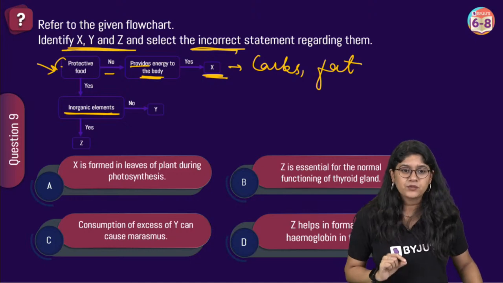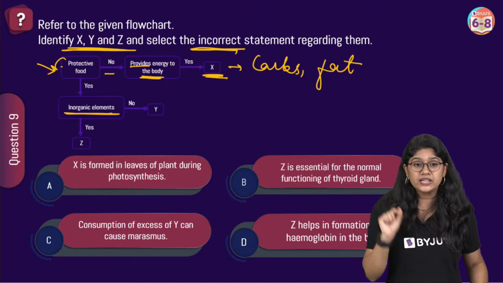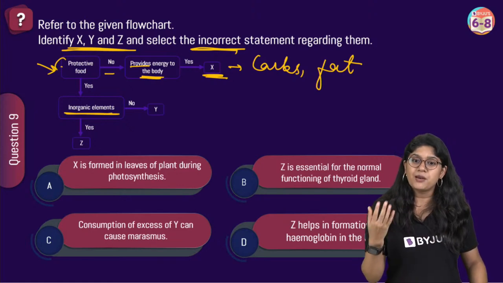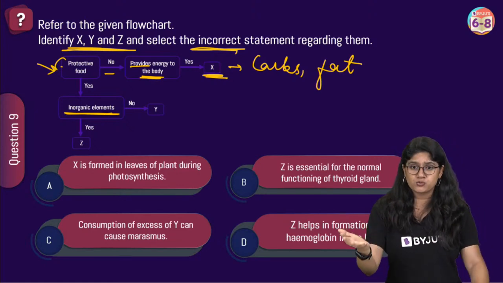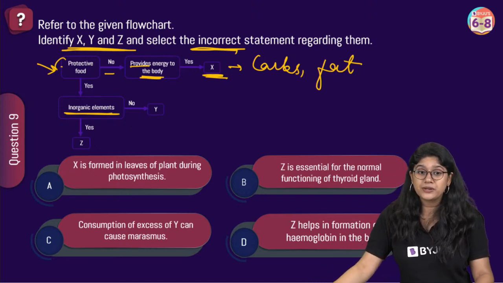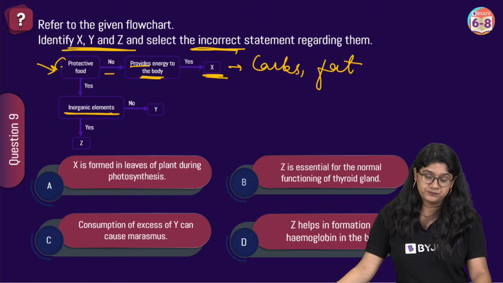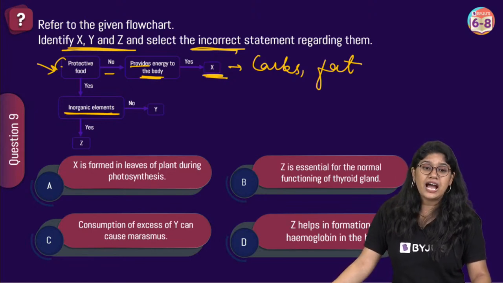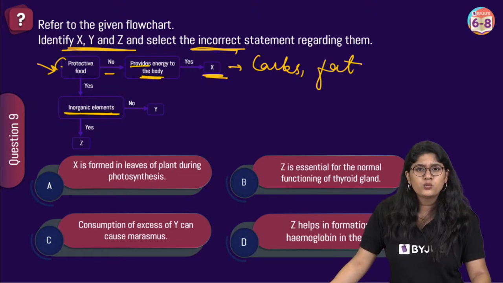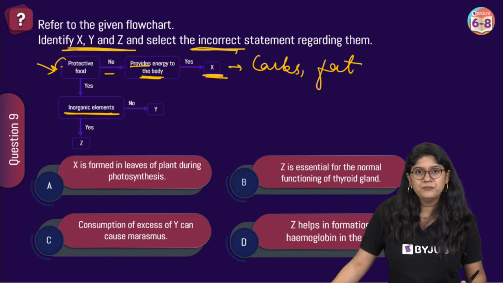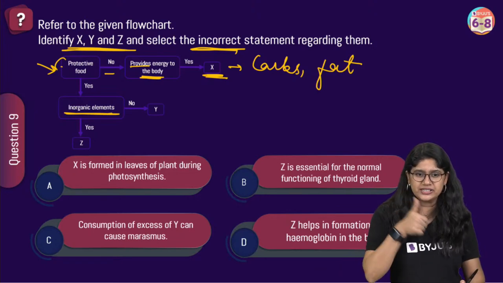So let me explain. Organic elements will have the oxygen, the carbon and the hydrogen, like carbohydrates, right? We have so much more into it. And in the inorganic, we will have the minerals, which could be like iron, etc. Okay? So, clear with this.